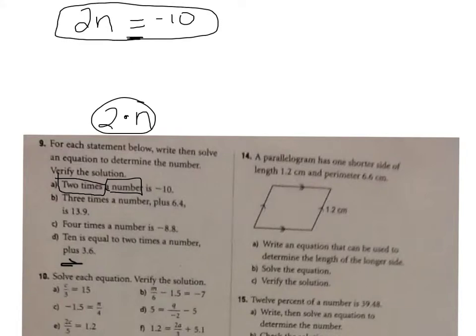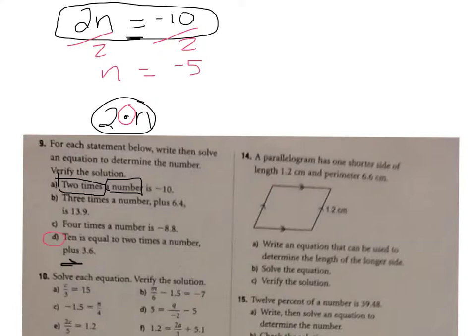Now remember, when I'm doing this, we don't really need to show this anymore. So when it's 2 times a number, we just get rid of the multiplication. It does mean multiplication, but we don't have to show it. So you just go 2n. Now we're going to solve this by just simply dividing by 2 on both sides. So n equals negative 5.